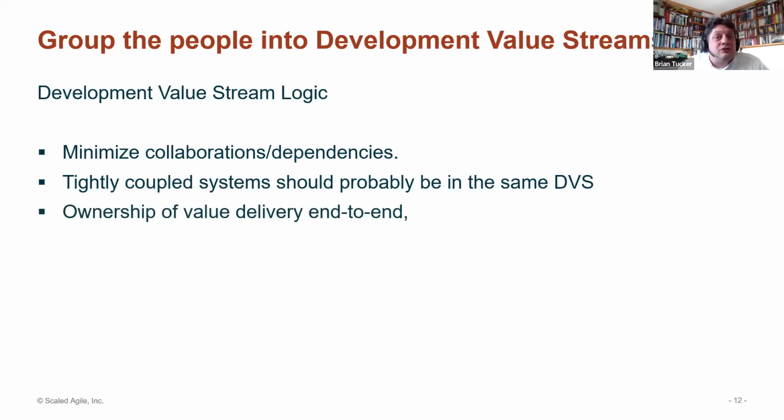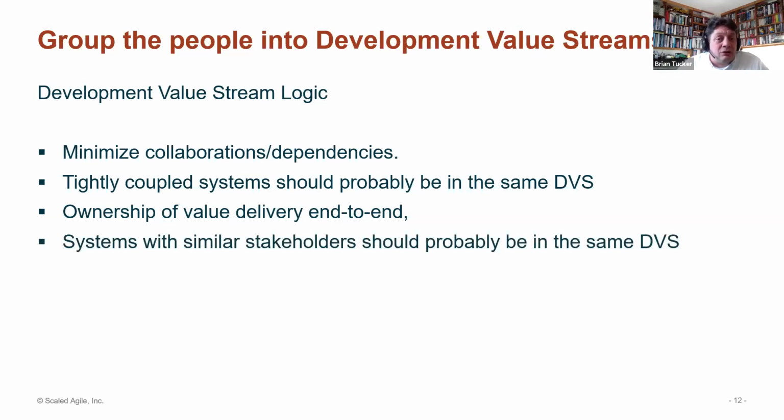Can the development value stream own value delivery end to end across the whole of an operational value stream? So end to end value from a business perspective. If all the systems involved in end-to-end value are within a single development value stream, then this will minimize handoffs and dependencies. If it is necessary to break end-to-end delivery across separate development value streams, then look for loose coupling, where the development value streams can release independently of each other.